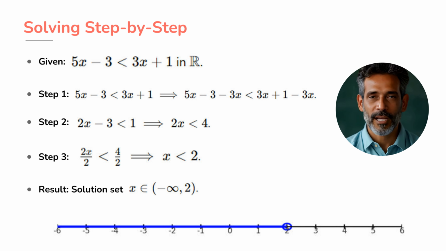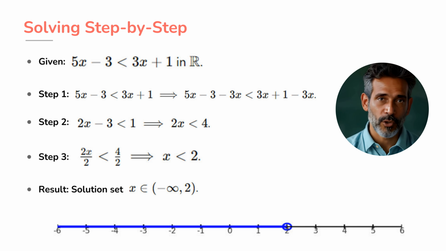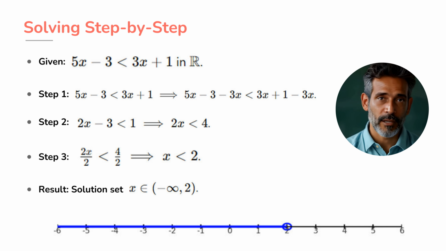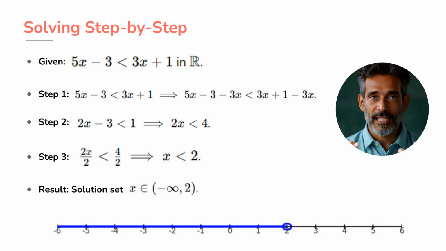So the solution is all real x less than 2. Interval notation: the open interval from negative infinity to 2. Graphically, an open circle at 2, shading all values to the left. Important reminder: if you multiply or divide by a negative number, flip the inequality sign. For instance, 3 > 2 becomes −3 < −2 after multiplying by −1.